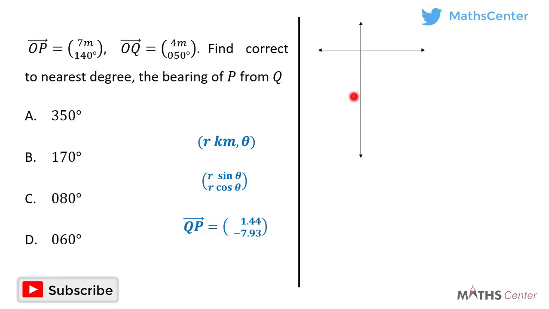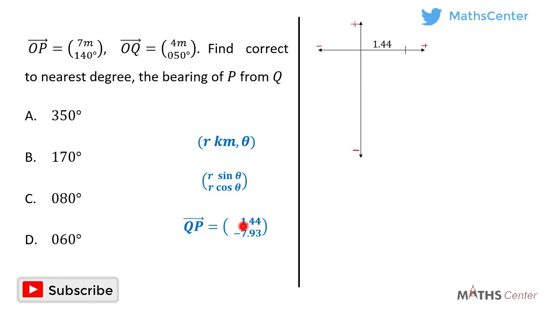Let's draw our simple xy plane. We know that the positive values of x will be here, the negative values of x will be here, the positive values of y will be here, and the negative values of y will be here. The component of KOP is 1.44, then negative 7.93. The 1.44 means that the x component is positive, and the distance is 1.44. So we have 1.44 in the positive direction of x.